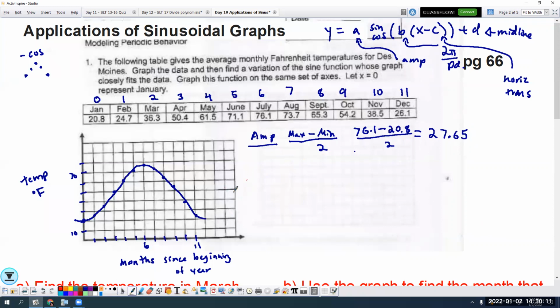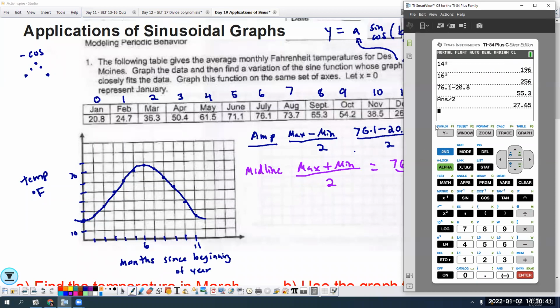To find the midline, I'm going to do the maximum plus the minimum divided by 2. The amplitude is I'm going to find the total height of the graph and divide it by 2. The midline is I'm going to find the average between the maximum and the minimum. So the calculation is similar, but just be careful there. We don't want to mix them up. So 76.1 plus, oops.